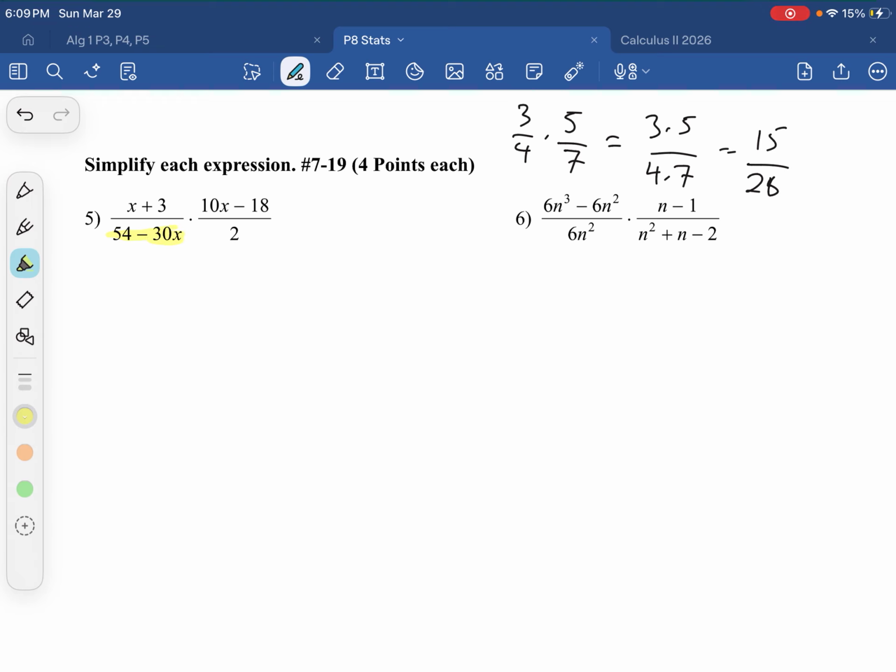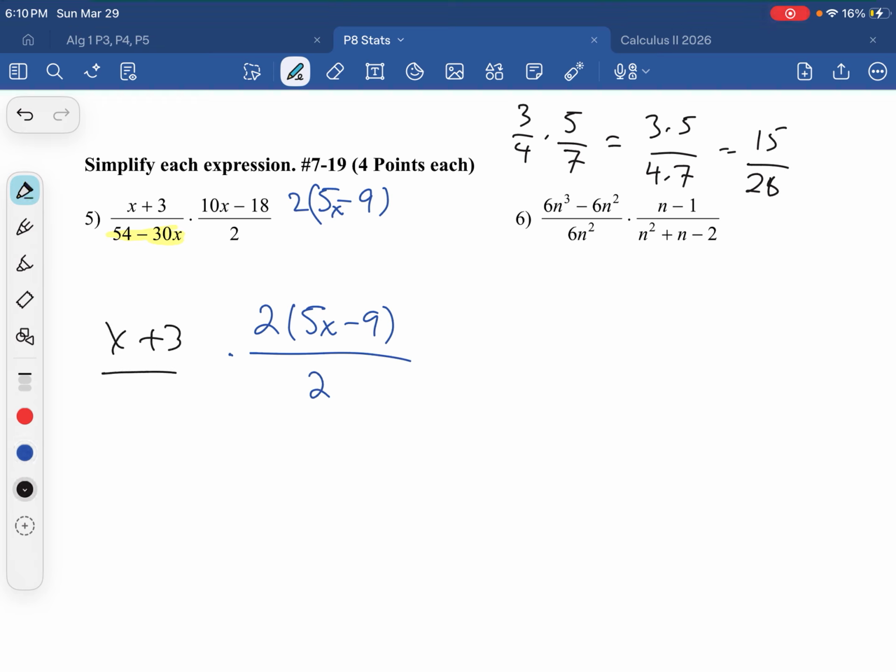This one I'm going to come back to in a second, but when I've got 10x minus 18, I can factor out a 2 from both of these and write this like 5x minus 9. And since I'm factoring out a 2, I'd put a 2 on the outside of the parentheses. This stays x plus 3.